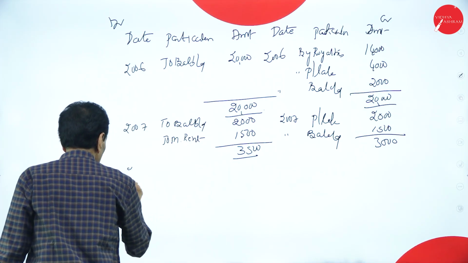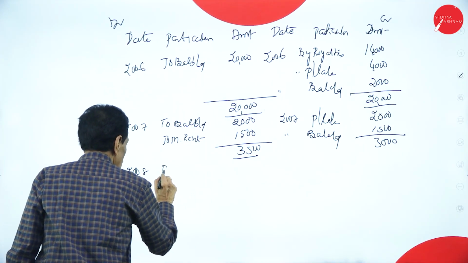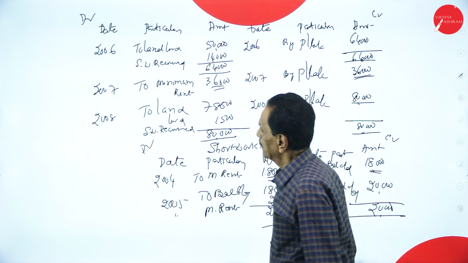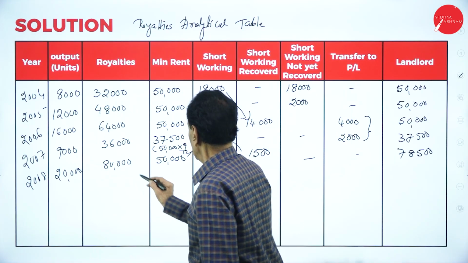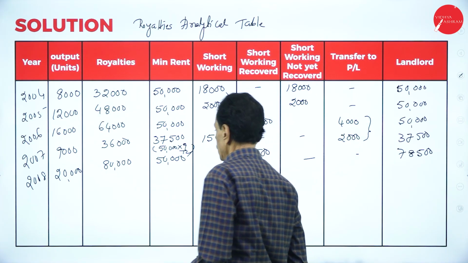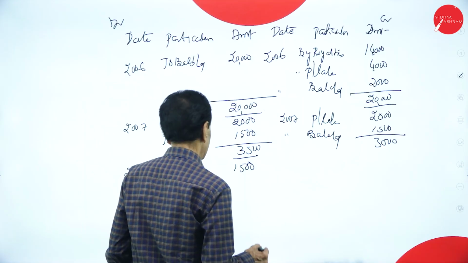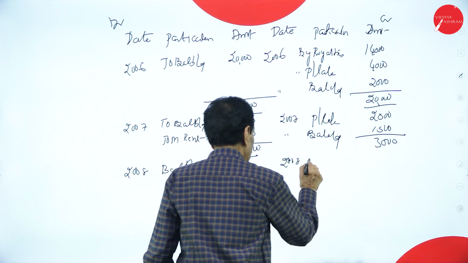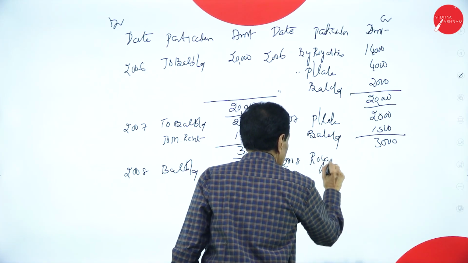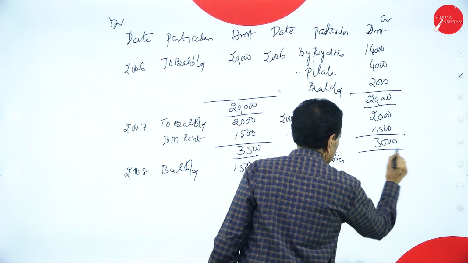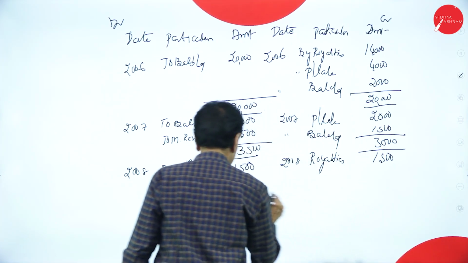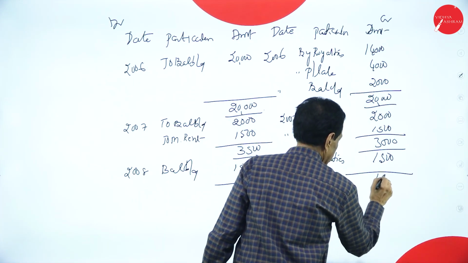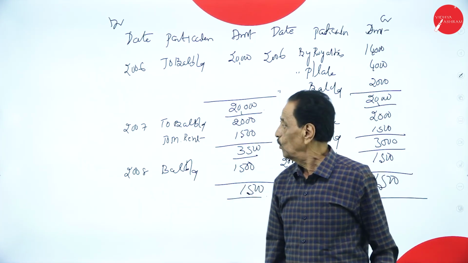Last year, 2008. To balance brought down 1,500. See that? 2008. You got 80,000. How much did you recover? 1,500 because the royalty is more. Here, 2008 by royalties recovered, 1,500. This is recovered. Understand?